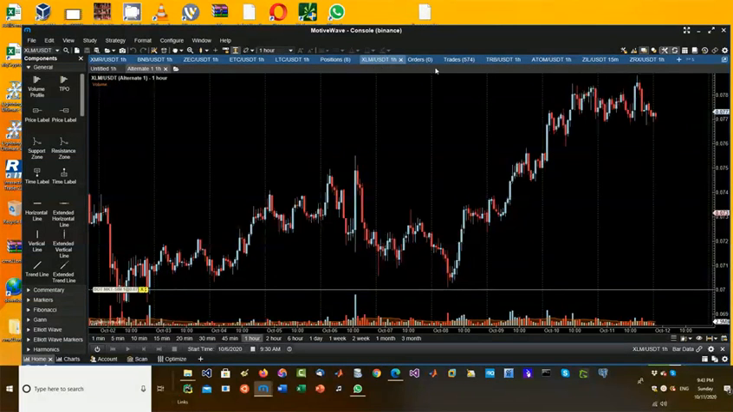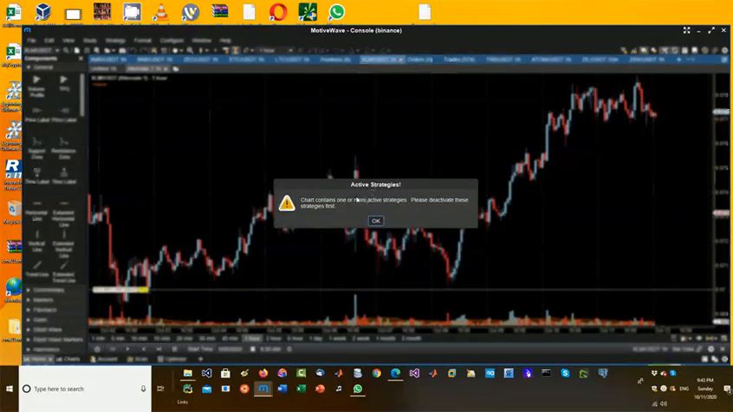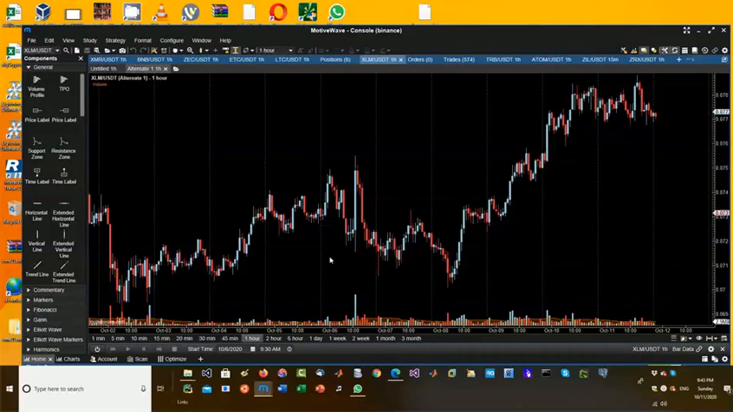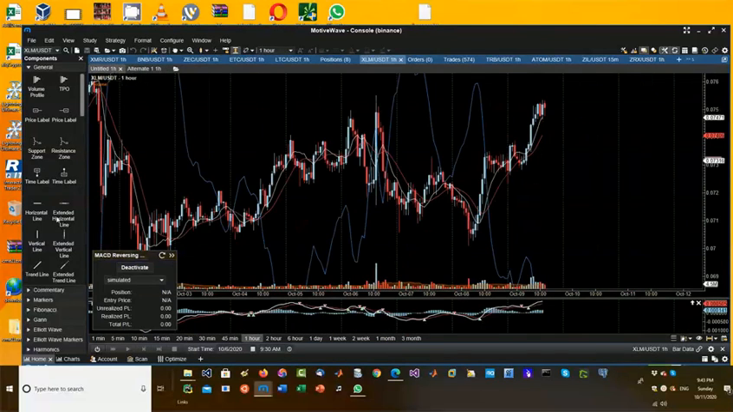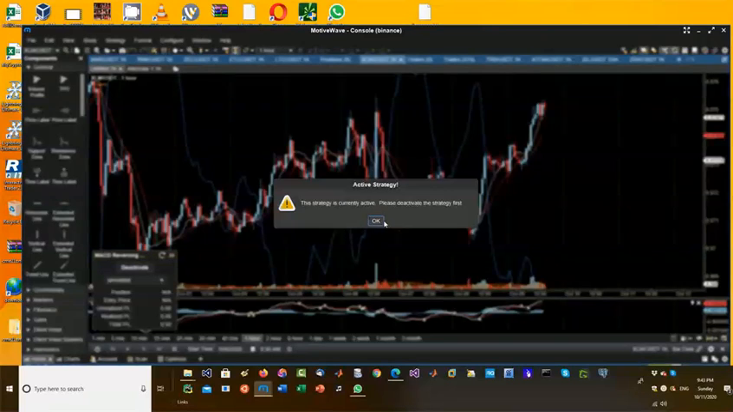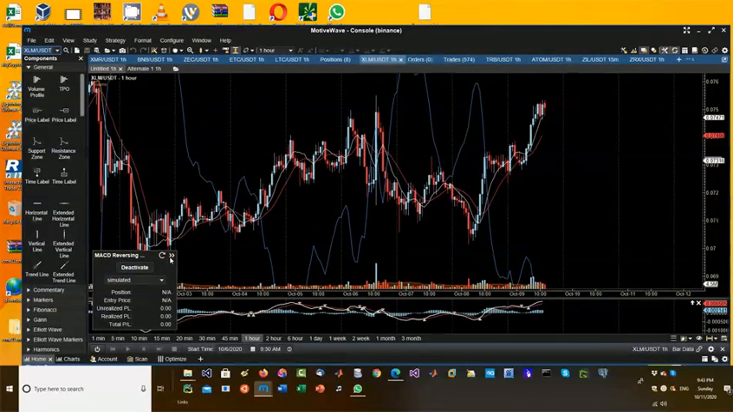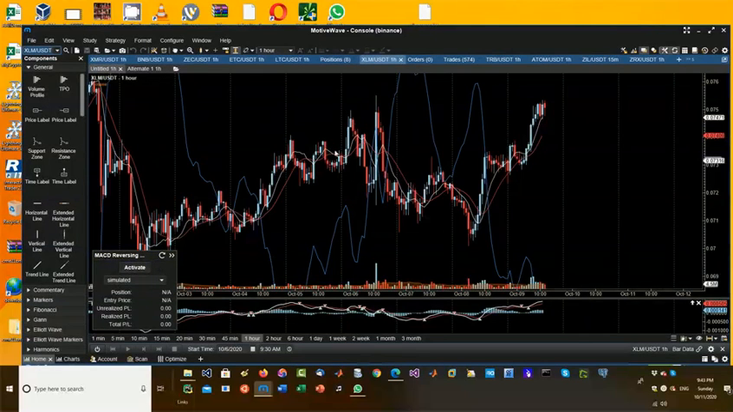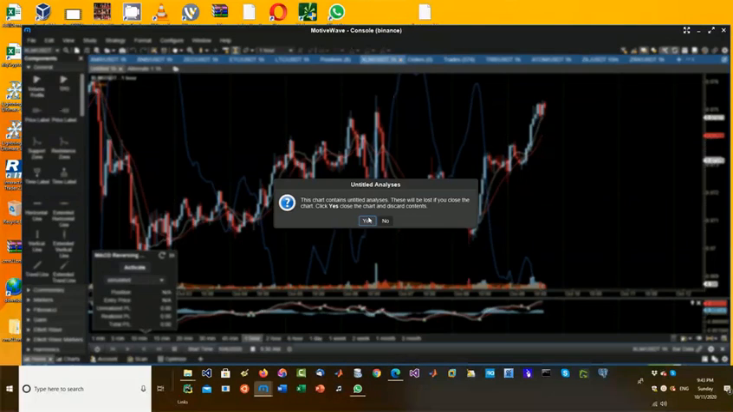no idea why I can't close this. Chart contains one or more active strategies. I don't know. Oh, there it is. Okay, so we deactivate. So we're going to close Stellar. Okay. Deactivate. That's why. Yes, bye-bye.